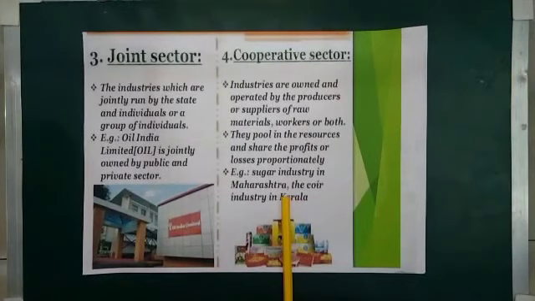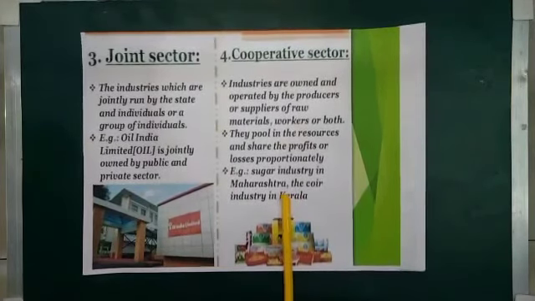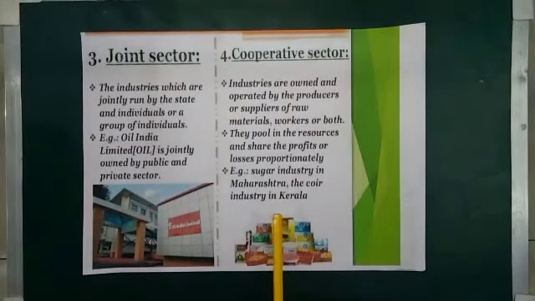Industries that are owned and operated by the producers or suppliers of raw material, workers or both are known as cooperative sector. They pool in the resources and share the profit. Example, sugar industry in Maharashtra, the coir industry in Kerala. So students, this was all about the classification of industries.